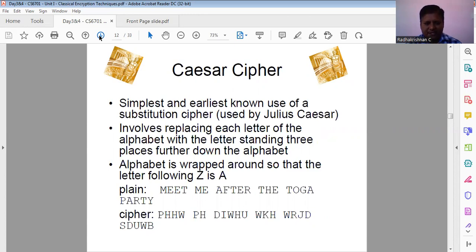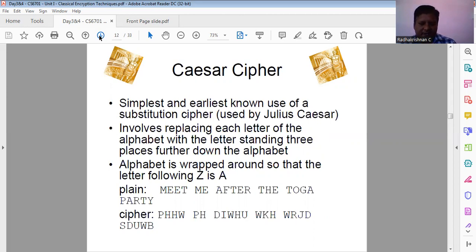This is the simplest and earliest known substitution cipher. It involves replacing each letter of the alphabet with the letter standing three places further down the alphabet. The alphabet is wrapped around so that the letter following Z is A. For example, the plain text is: meet me after the Toga party.